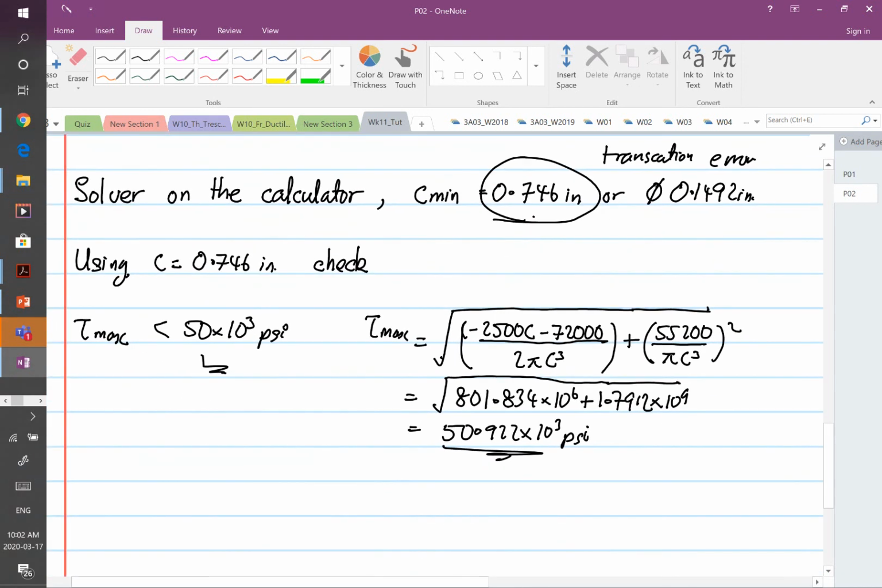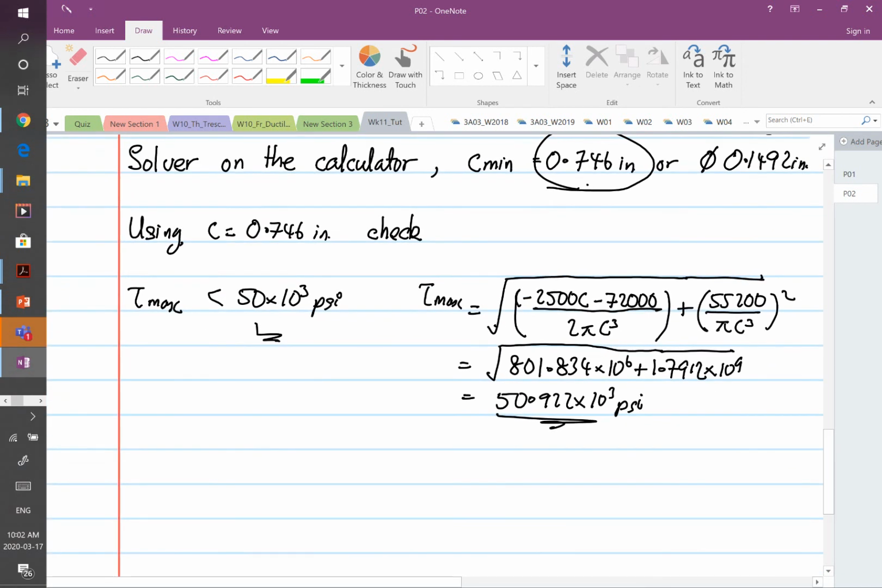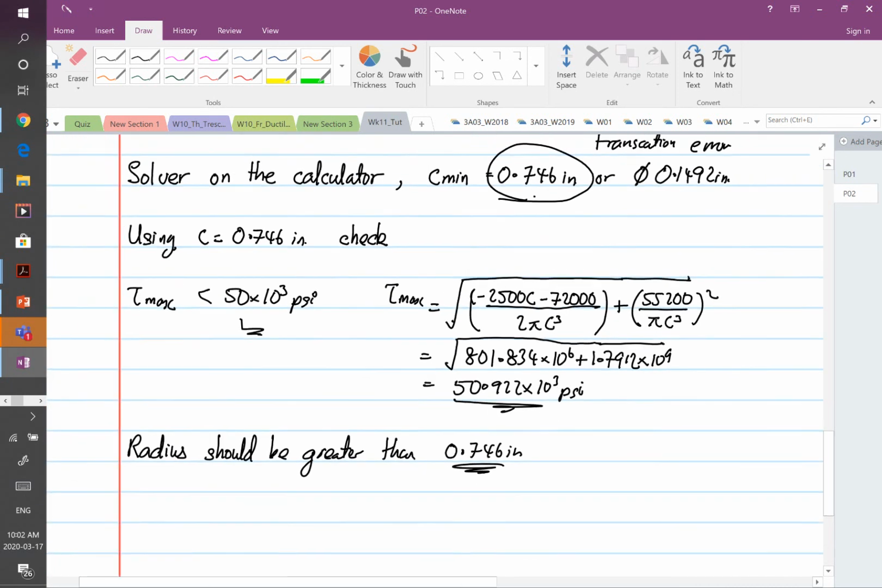So your recommendation should be that the diameter, or the radius, should be greater than 0.746 inch. So this is your recommendation. Anything bigger than that, you'll be fine. So that's all for this lecture.